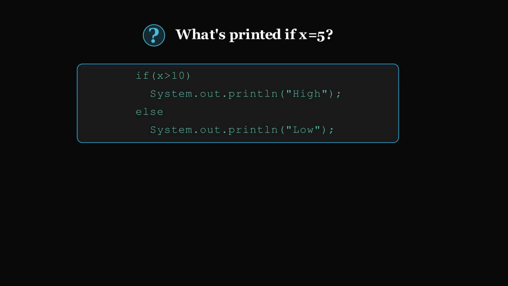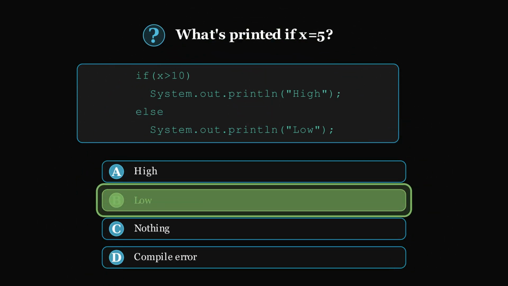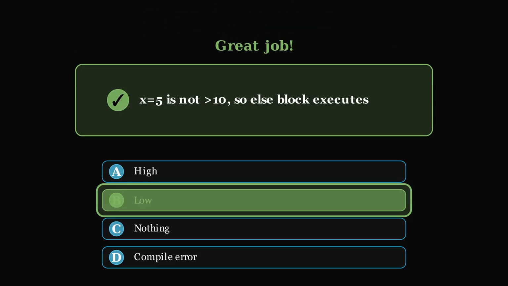What's printed if x equals 5? Which one is correct? The correct answer is x equals 5 is not greater than 10, so else block executes.